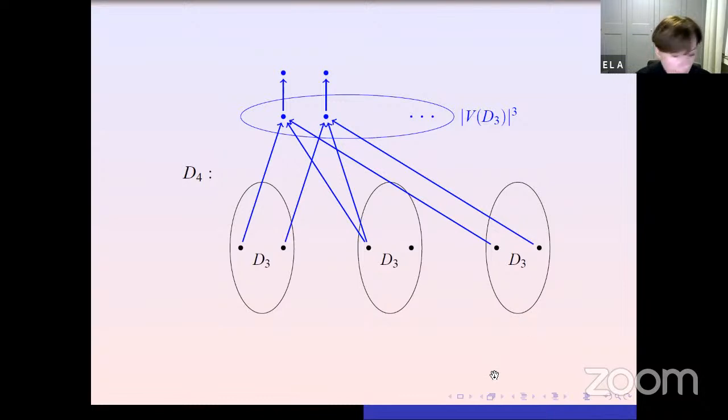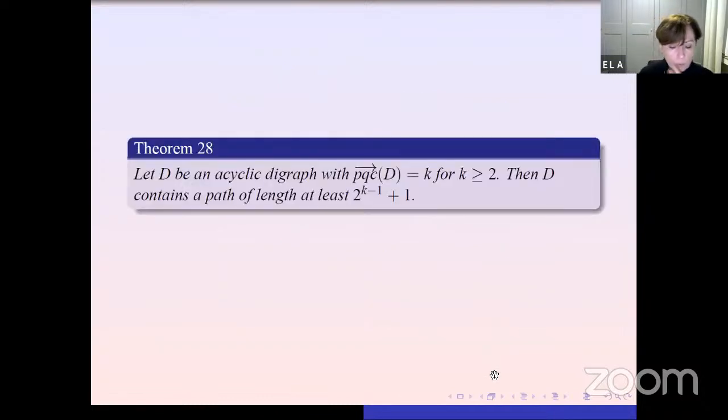Why? Because we prove the following theorem. We prove that if this is an acyclic digraph with a proper quasi-connection number equal to K, then it must contain a path of length 2^(K-1) plus 1. This means it must contain a path of large length, so the number of vertices must be large. Of course, in our construction, I'm sure that the number of vertices is not optimal. We can find smaller, but not very small.